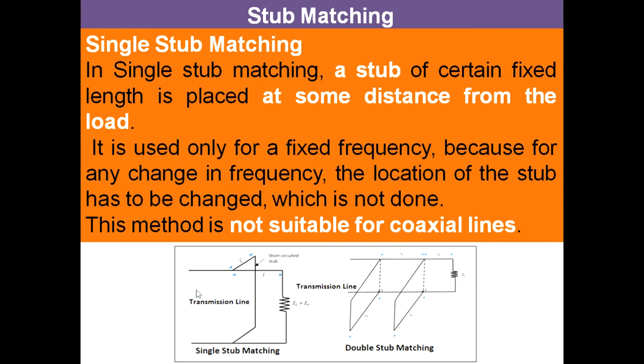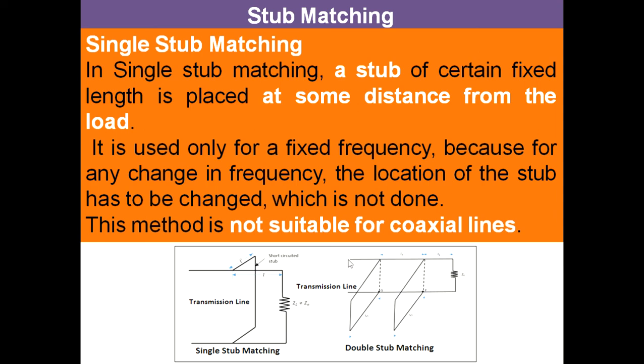Here this is the source point and this is the load point. If you want to reduce the impedance mismatch between the source and the load point, you have to connect the short circuit stub in a shunt manner between the two points where we have to reduce the impedance mismatch. If you connect two stubs in shunt between the source and the load point, that is called a double stub.